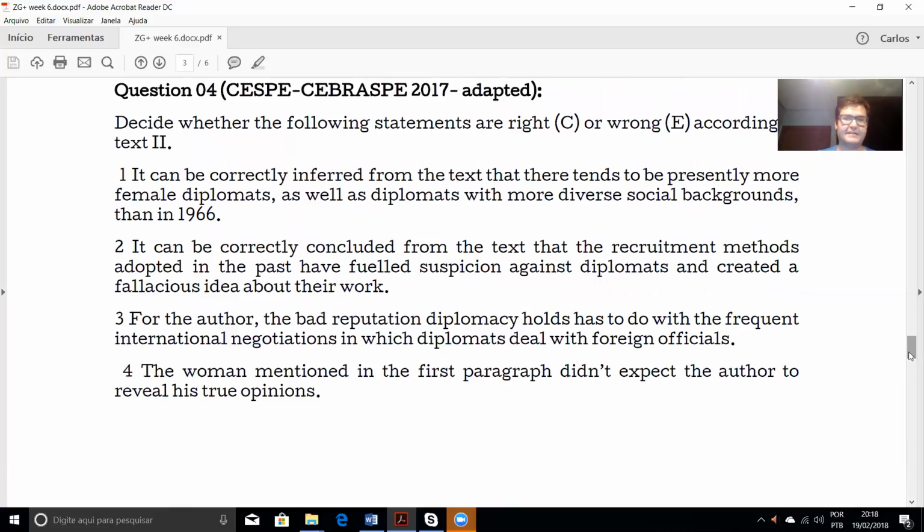And also, yes, the idea that diplomats are always appeasers, that they always want to appease, and they never want to actually fight for their countries, which is a wrong idea. But this is the idea some people have about diplomacy. Okay, so it's not because of this; it's because of this antiquated view of diplomacy. So this one is incorrect. Number 4, the one mentioned in the first paragraph didn't expect the author to reveal his true opinions. Okay, what do you guys think?